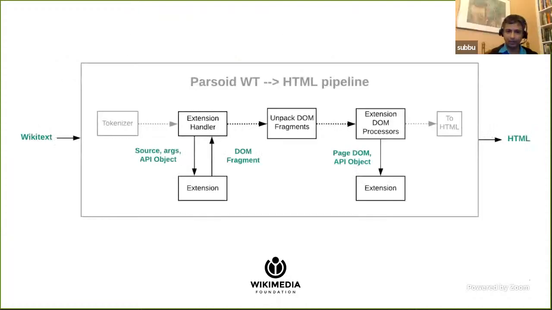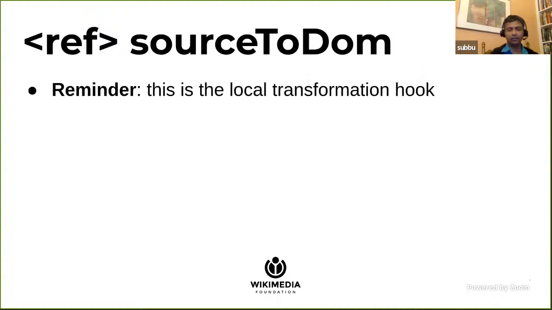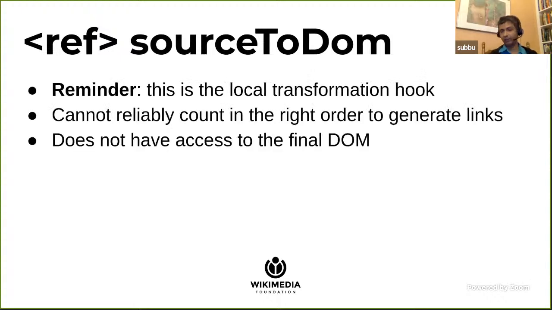So let's look at the pipeline once again. The ref source to DOM is the hook that is early in the pipeline. This is a local transformation hook. All it has is local information. It just has the extension source and the arguments. It does not have access to the final DOM. So even if it could move the content, it would not be able to move it. And secondly, as we mentioned earlier, extensions cannot maintain count of Parsoid's processing model. So the ref source to DOM cannot do this work.